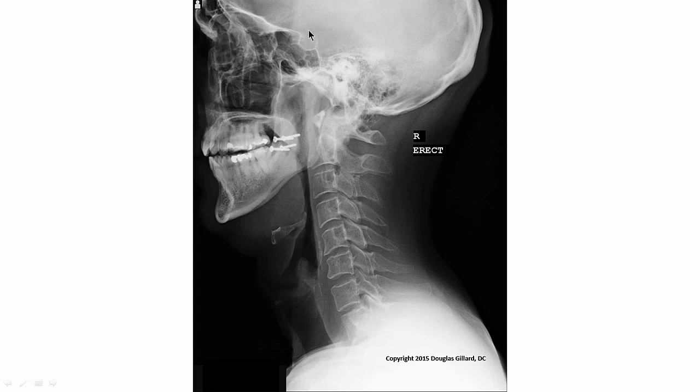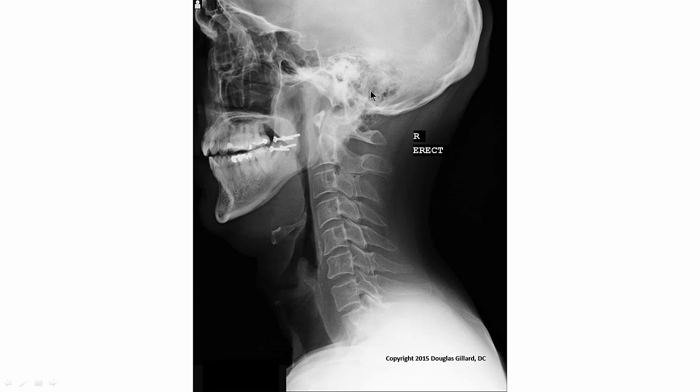Then what's this bump right here, you think? That's the external occipital protuberance. Remember, that's one of our landmarks for this unit, so that's fair game. This is all occiput right here. Now, what are these little soap bubbles here?